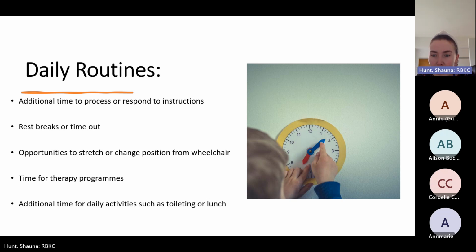Because I often do find that these children in the afternoon, they're just so tired and exhausted and they can't really take it in. So yeah, thinking about the most important things and what you'd like the children to learn, and possibly, like I said, doing those in the morning. And obviously then allowing extra time to complete those tasks in the afternoon. You might need to provide opportunities for the children to stretch or change their position from their wheelchair.